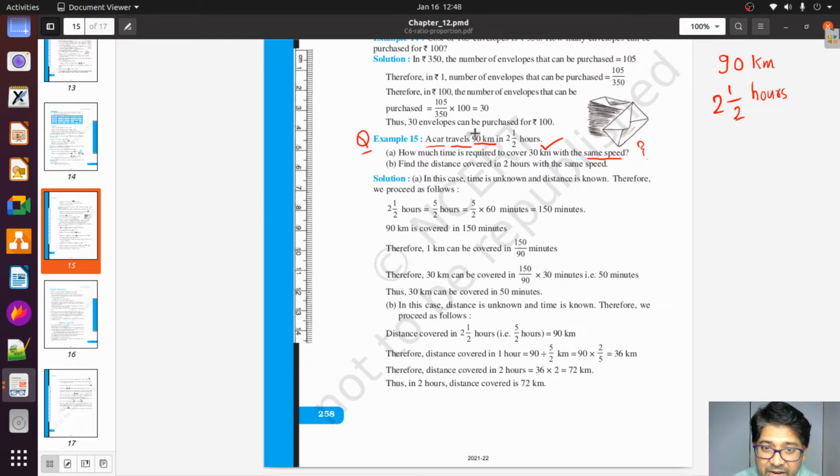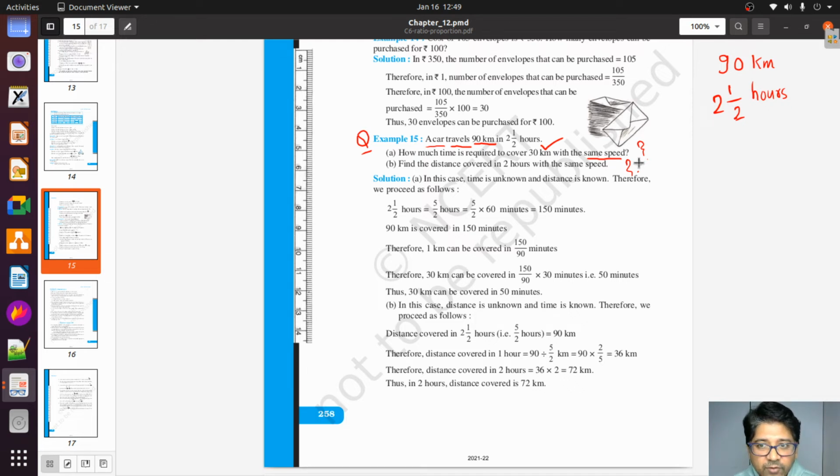First question. The second question says to find the distance covered in 2 hours with the same speed. Wow, 2 questions. So we will try to solve them one by one. In these problems, we have to identify the unitary method. So the first question says 30 kilometers. According to your problem, you have to give the solution. So what is the problem? The problem is 30 kilometers. I have to identify.